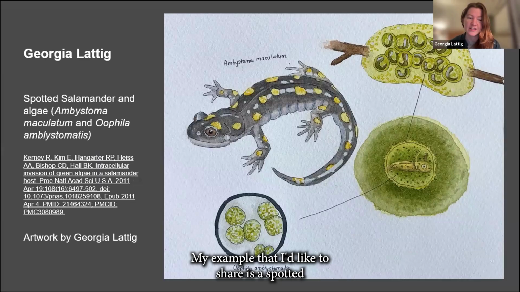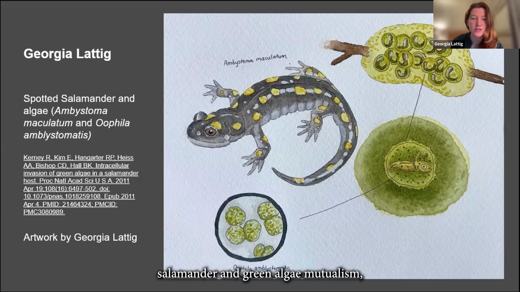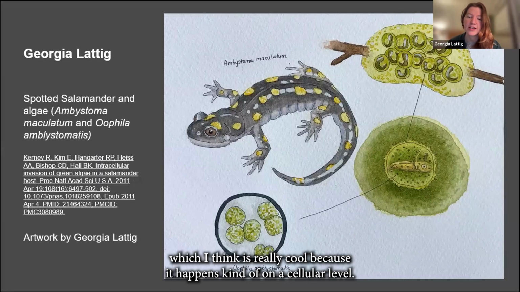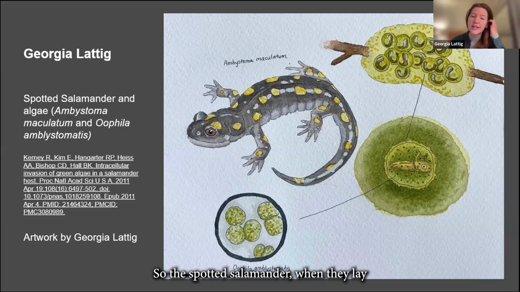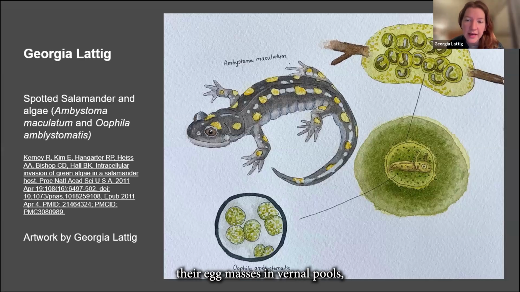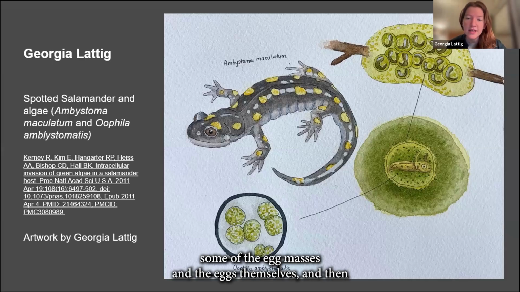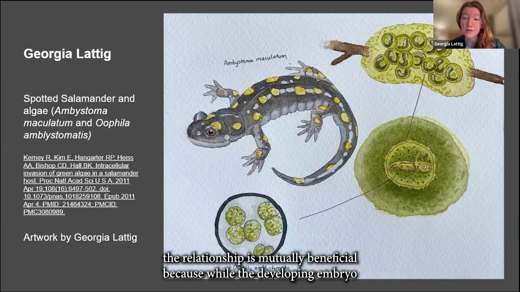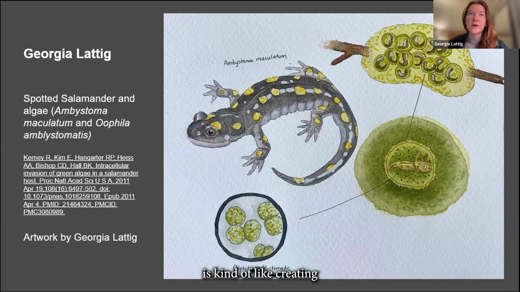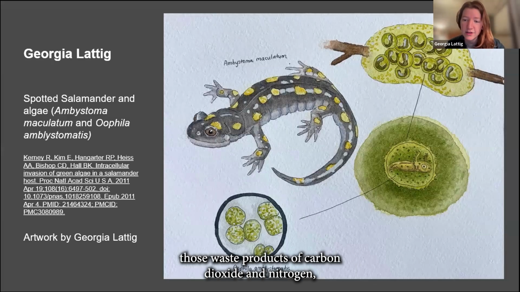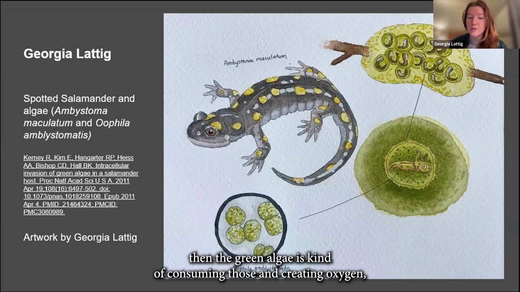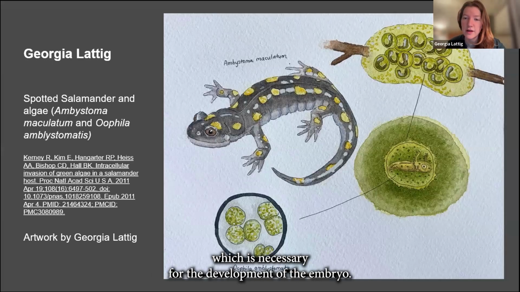My example that I'd like to share is a spotted salamander and green algae mutualism, which I think is really cool because it happens on a cellular level. When the spotted salamander lays its egg masses in vernal pools, this green algae colonizes some of the egg masses and the eggs themselves. The relationship is mutually beneficial because while the developing embryo is creating waste products of carbon dioxide and nitrogen, the green algae consumes those and creates oxygen, which is necessary for the development of the embryo.